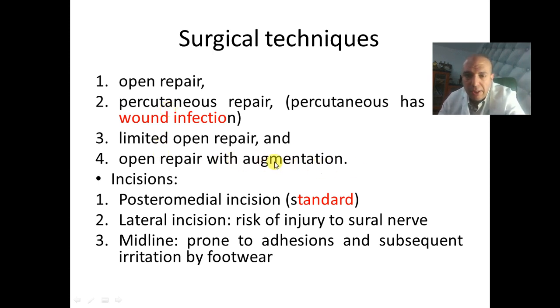Open repair, plus or minus augmentation, mostly with flexor hallucis longus if I use it, or plantaris, which is on the medial side. You have three types of incision: either medial, lateral, or midline. Please don't do a midline incision. You are directly over the tendon, so it is prone to adhesion and irritation. Please go medial.